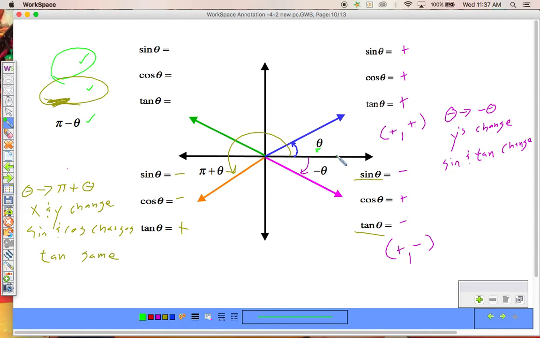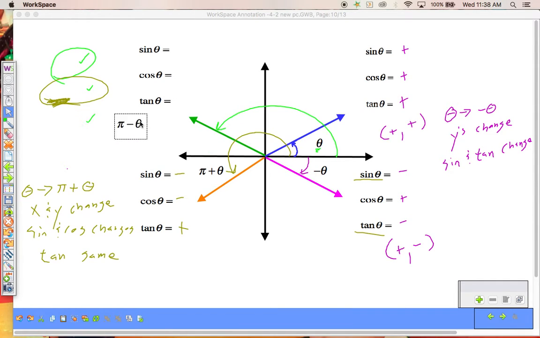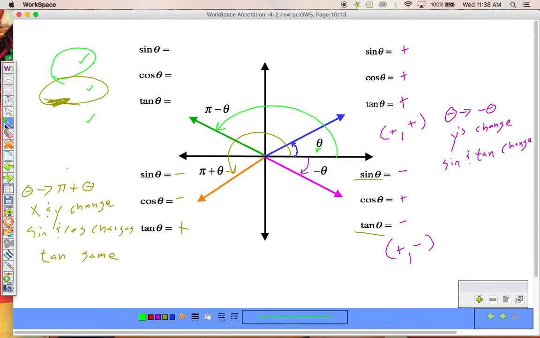If I go from this angle theta to pi minus theta, what that means is I'm going to rotate to pi all the way over, but I'm going to back up that angle theta. So I'm going to rotate halfway around, but I'm going to go backwards at angle theta. And what happens is I'm going to end up with a reflection over the y-axis.